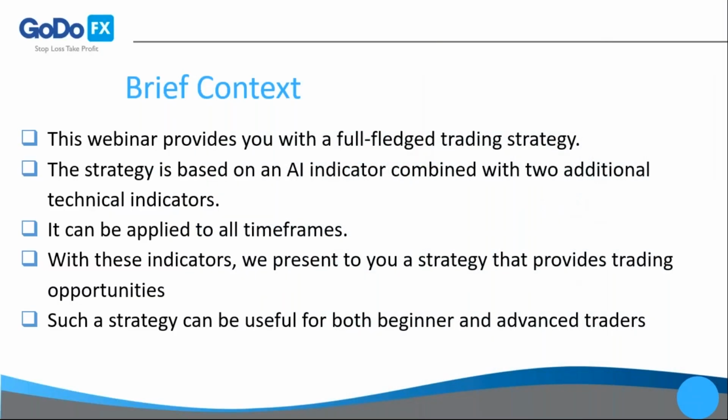As a brief context, this webinar provides you with a full-fledged trading strategy. The strategy is based on an AI indicator combined with two additional technical indicators. It can be applied to all time frames. With these indicators, we present to you a strategy that provides trading opportunities. Such a strategy can be useful for both beginner and advanced traders.